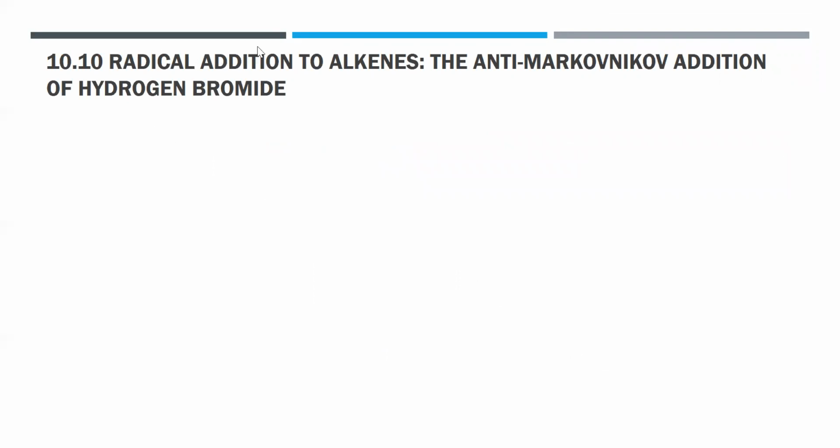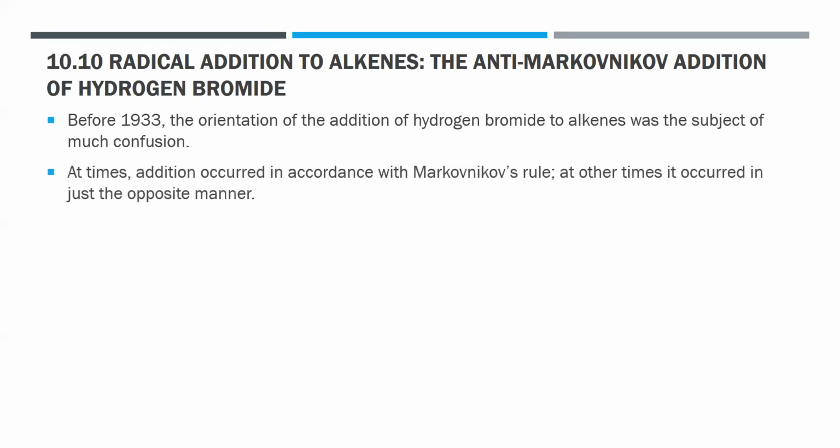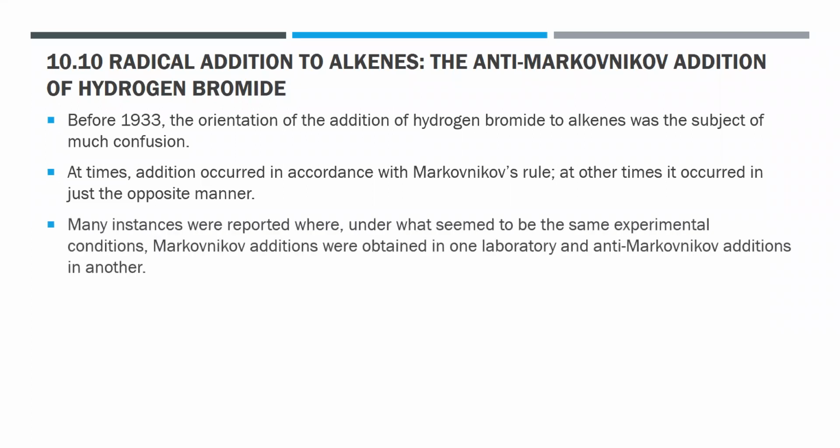Okay, so for today, we'll be talking about the radical additions to alkenes, having the anti-Markovnikov addition of hydrogen bromide. We learned in chapter 8, I think, that when we do the addition reaction, you always have the Markovnikov addition. Before, the orientation of the addition of hydrogen bromide to alkenes was the subject of confusion. So we have Markovnikov's rule, where you have the rich gets richer and the poor gets poorer kind of reaction.